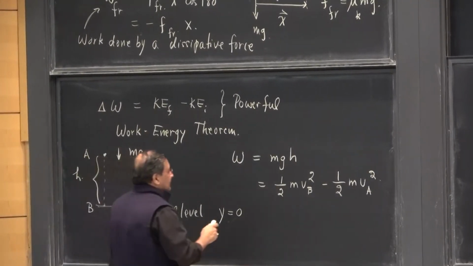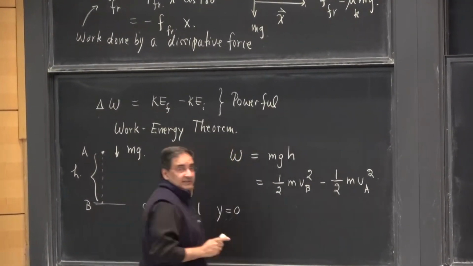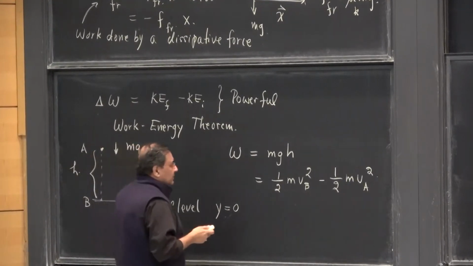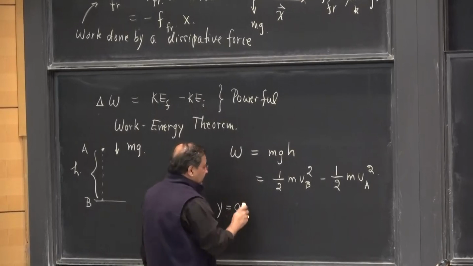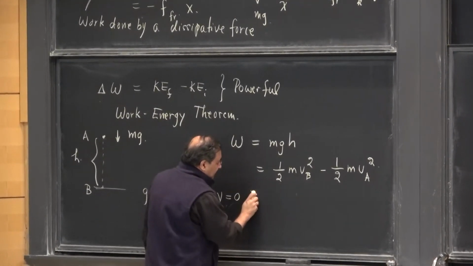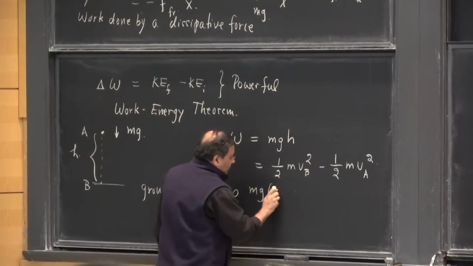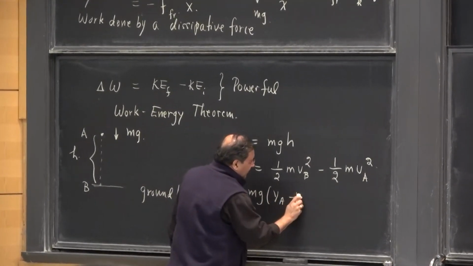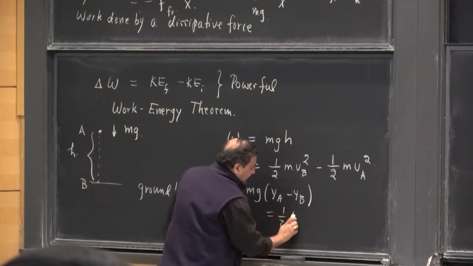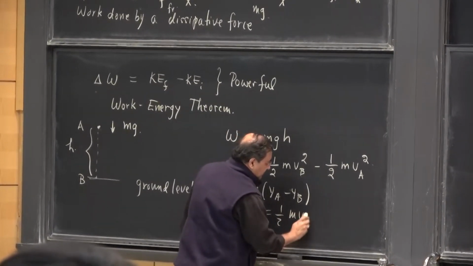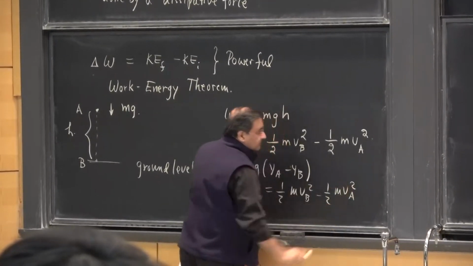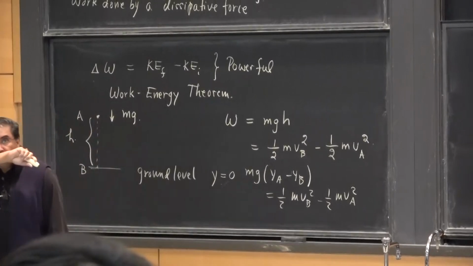So this is something that I did on Tuesday. But if you pay a little bit more attention to it, you can also see that I can rewrite this as, left-hand side being mg (ya minus yb) equals 1/2 m vb square minus 1/2 m va square. Okay?